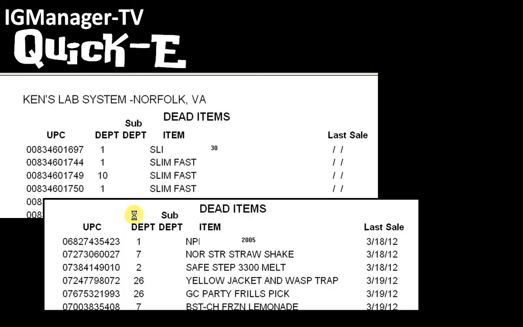Now, this can become a very evil size report. When I ran it on some test data I ended up with 2,500 pages. What you'll see out of the report is the items and the last sale date. This is page 30 of the report. This was page 2005 of the report. You can see how this could get kind of long very quickly.